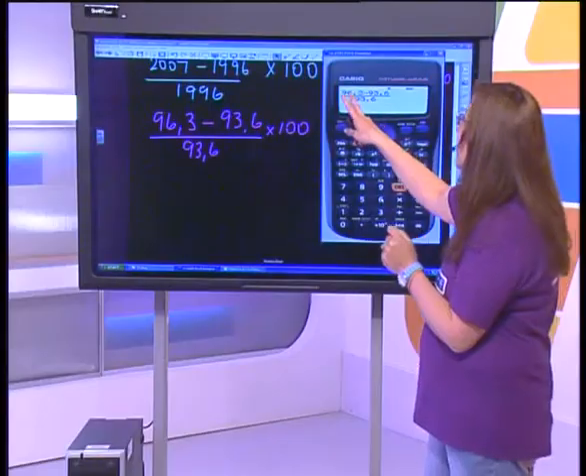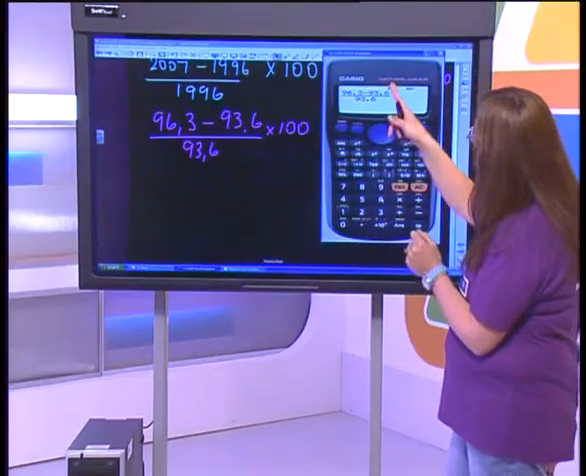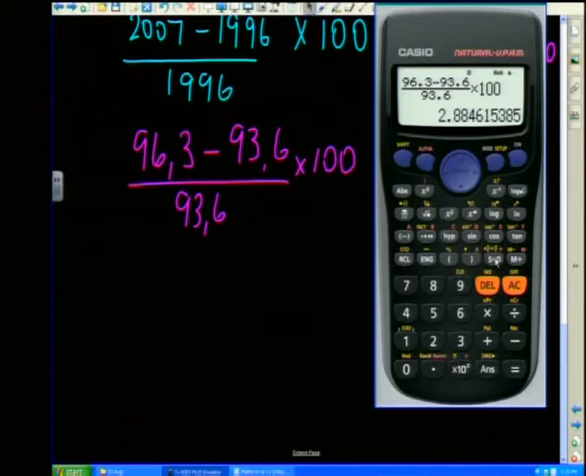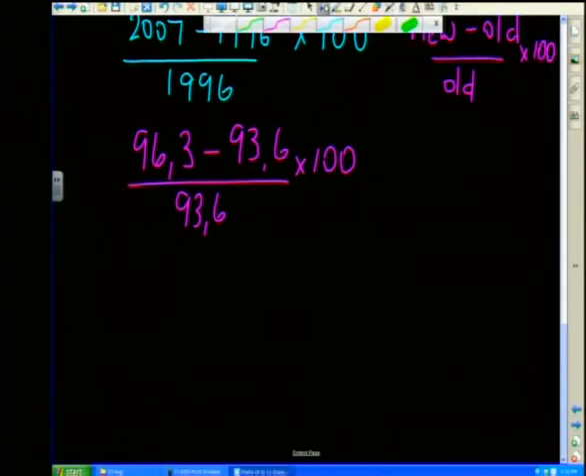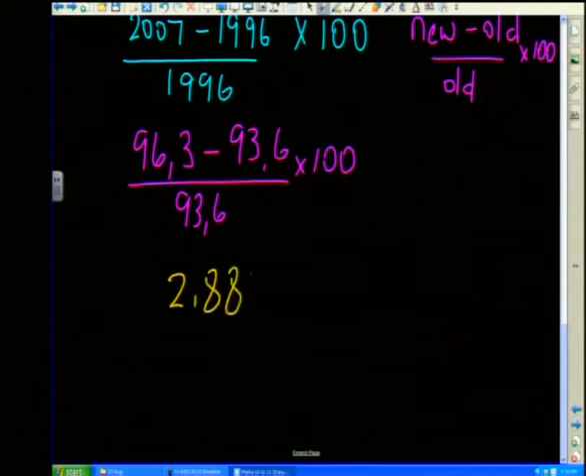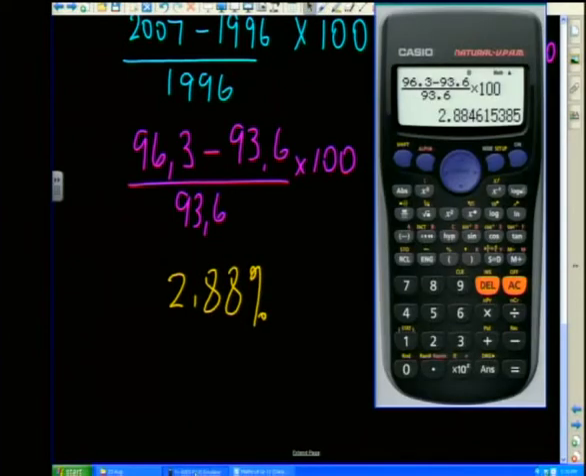Double check. Okay, so we got 96.3 minus 93.6 divided by 93.6, and then we're going to times that by 100 because it's a percentage, and we get the answer of 2.88%. We're going to round to 2 decimal places, 2.88%.